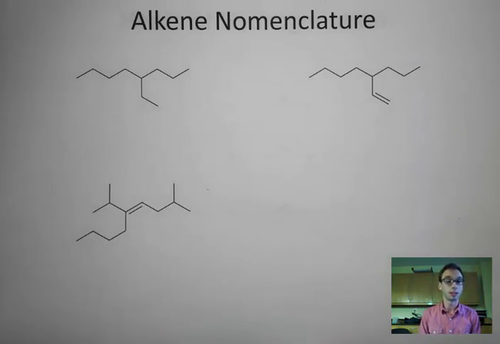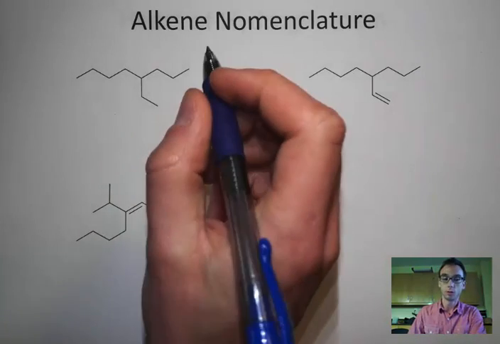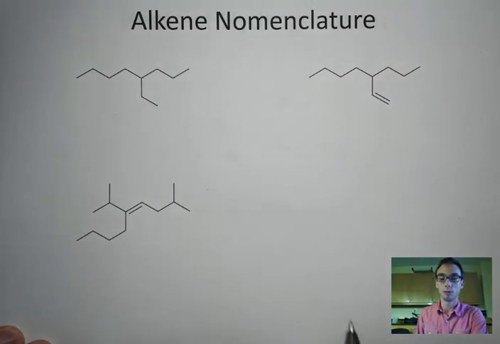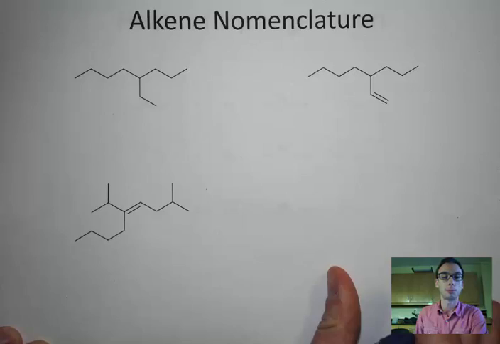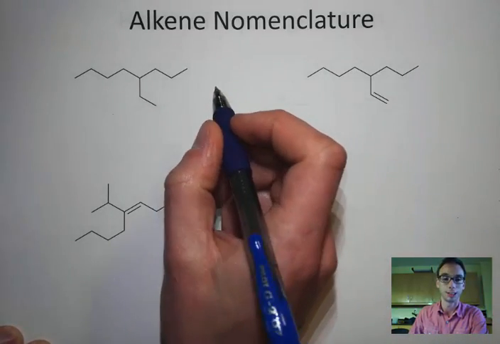Today we're going to be talking briefly about some properties of alkenes. One thing that you need to know about alkenes is a little bit about nomenclature. So what I wanted to do is show you 3 examples of alkene nomenclature, and the book does a pretty good job of explaining this, so I won't go into too much detail.